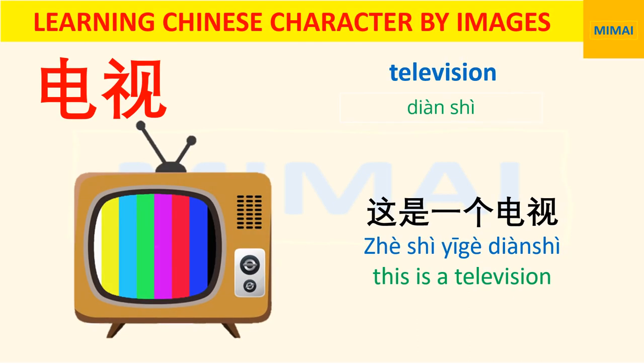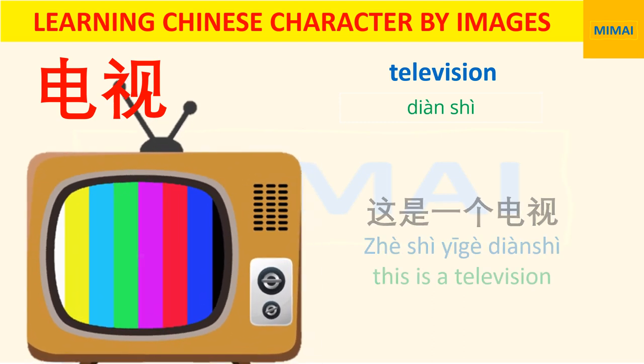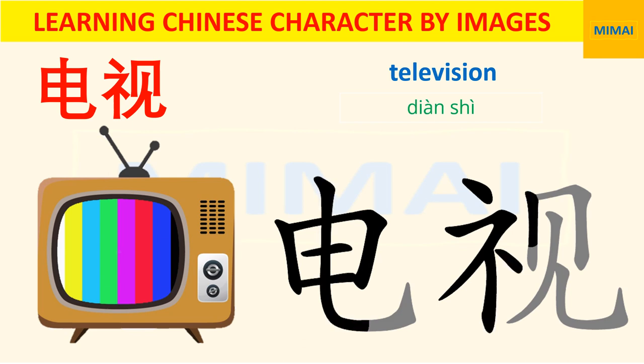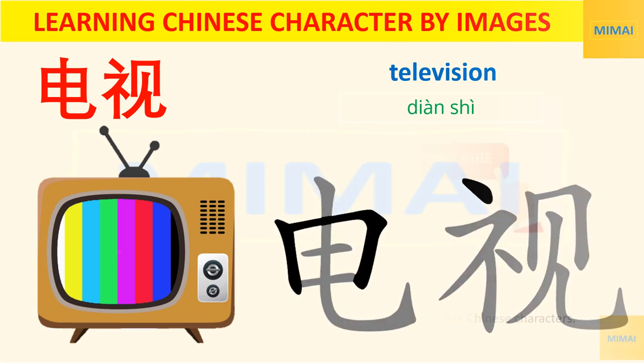Here is an example for this word. This is a television. 这是一个电视。To remember this word, listen and write after that. Television. 电视.